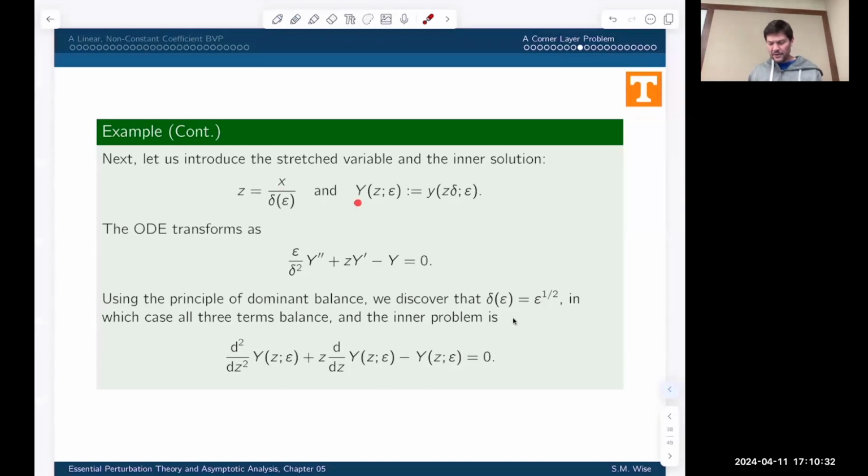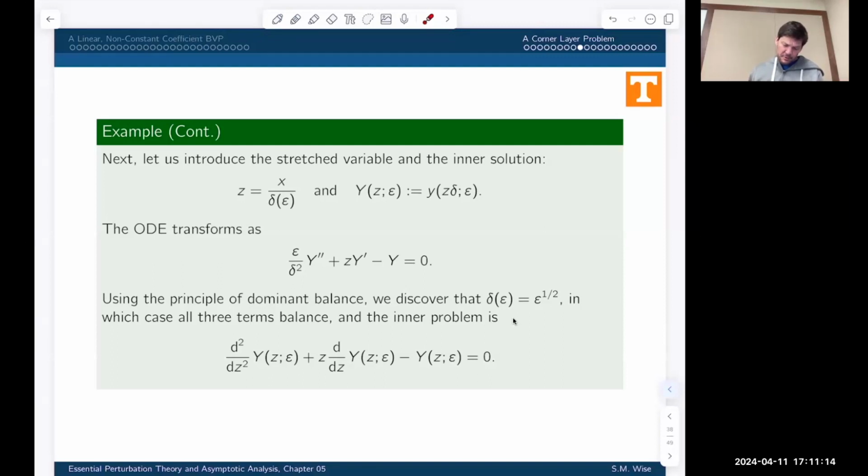We're also going to define a new variable y as usual, and that's going to be defined as little y of z delta, replacing x with z delta. Okay, now normally if we don't know where the boundary layer is, we're going to subtract off the unknown boundary layer location, which we've been calling zeta. But here we know that the boundary layer is going to be at zeta equals 0, so that's why there's nothing else there. The ODE transforms when we make that rescaling like this. And now we're going to use principle of dominant balance.